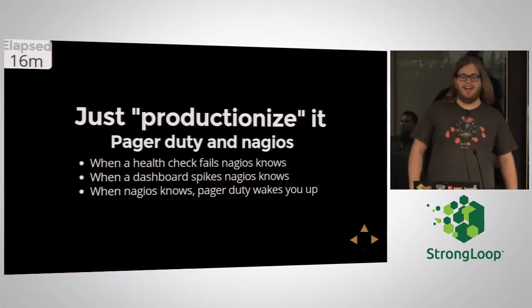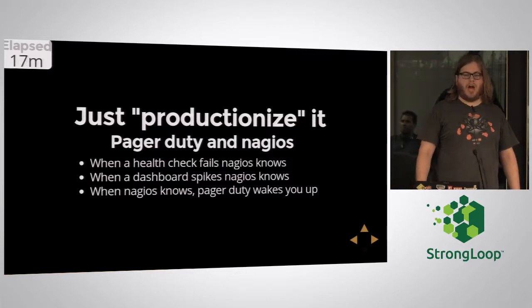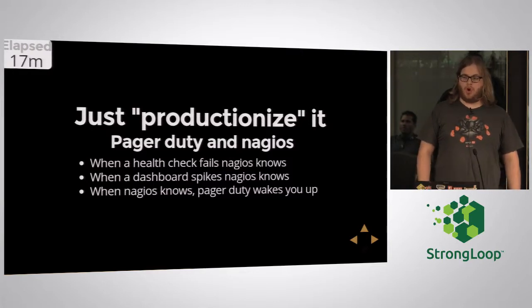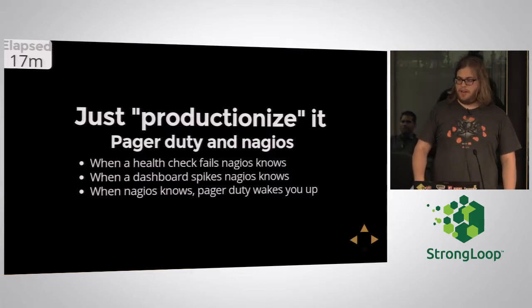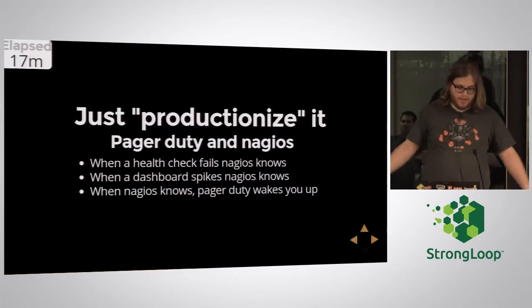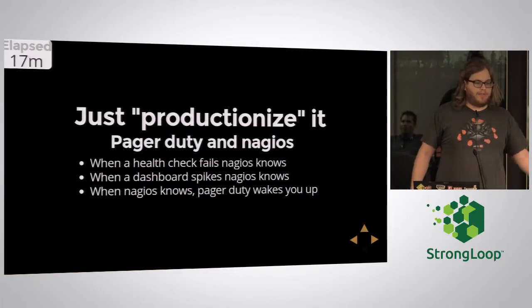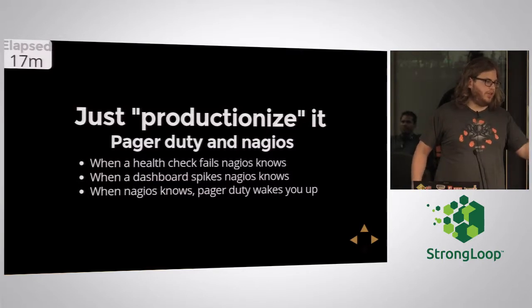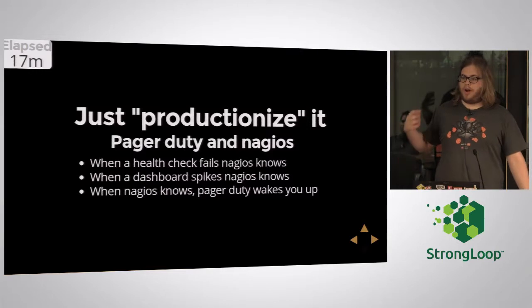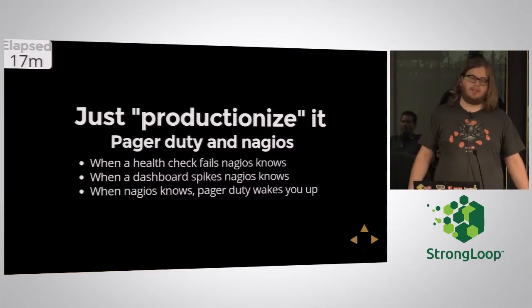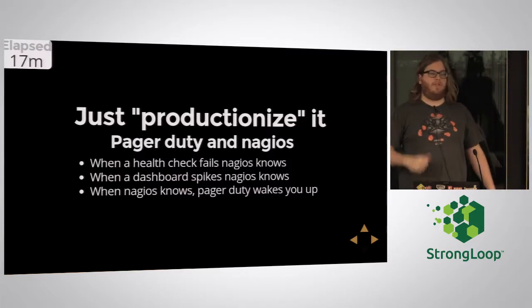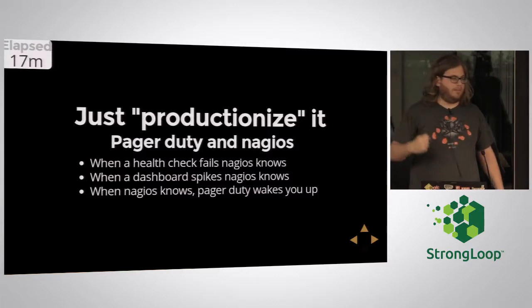PagerDuty and Nagios. Another important part about running Node in production is ownership. If something goes wrong at 2 a.m., you have to wake up. If your stuff goes down and affects the business, we need to make sure you get woken up. So we have Nagios, we have health checks, whether those are simple health checks by just hitting the server and seeing when it returns 200, or whether they're complicated business-specific health checks, whatever. We have Nagios integration with StatsD. We have a lot of StatsD graphs. We have a lot of StatsD metrics.